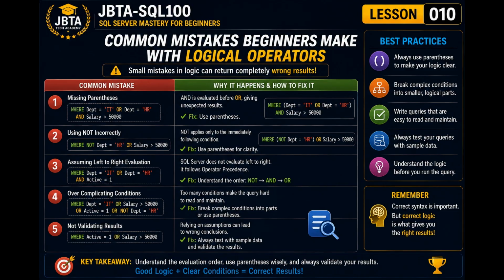The third mistake is writing long and complicated where clauses without breaking them into logical groups. When a query becomes difficult to read, it also becomes difficult to maintain and troubleshoot. Using parentheses makes your logic much clearer.